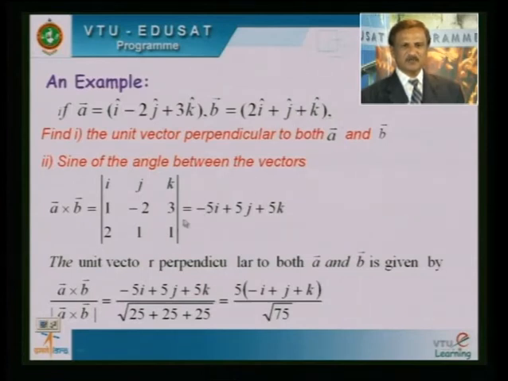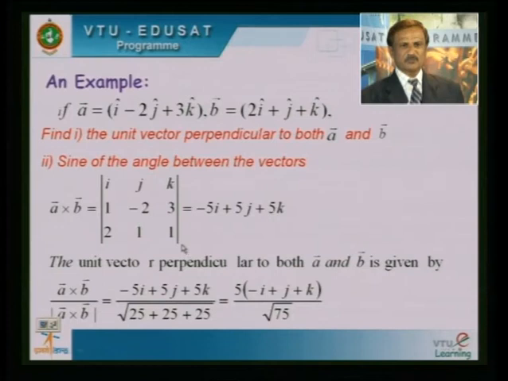Coefficient of j is 1, coefficient of k is 1. Is it clear? As I have mentioned, for the expansion of the determinant, for i you can ignore the first column and first row: minus 2 into 1 is minus 2, minus 3 into 1 is minus 3, minus 2 minus 3 is minus 5 i. Similarly, minus times of j, you can ignore the middle column and first row.